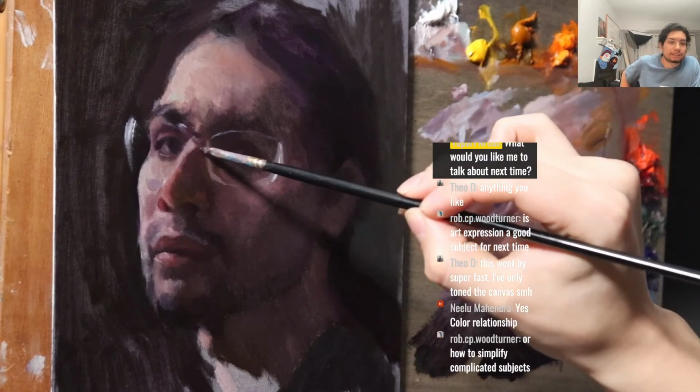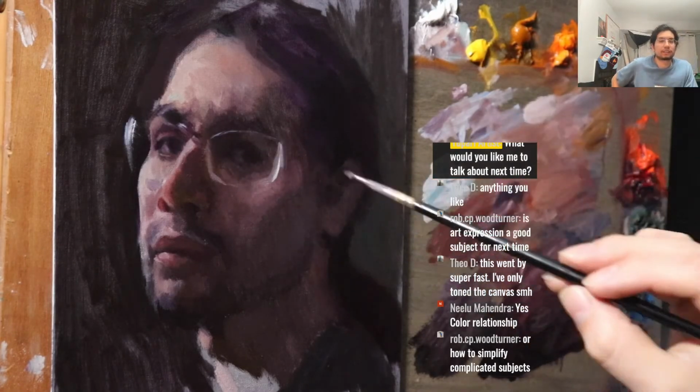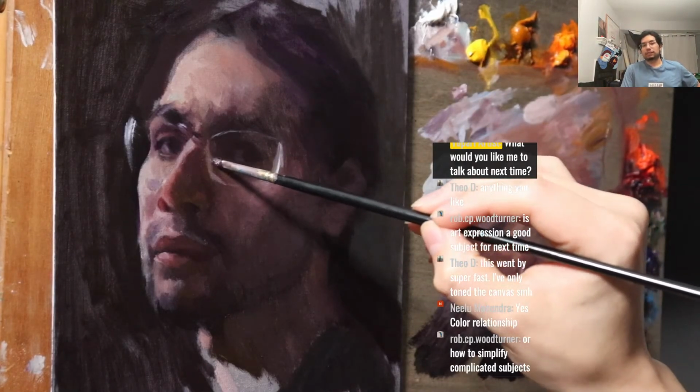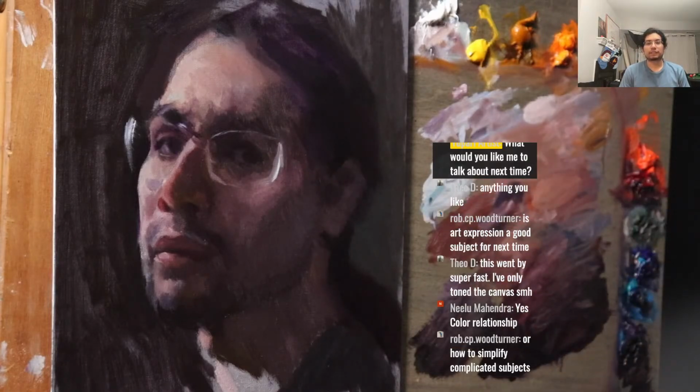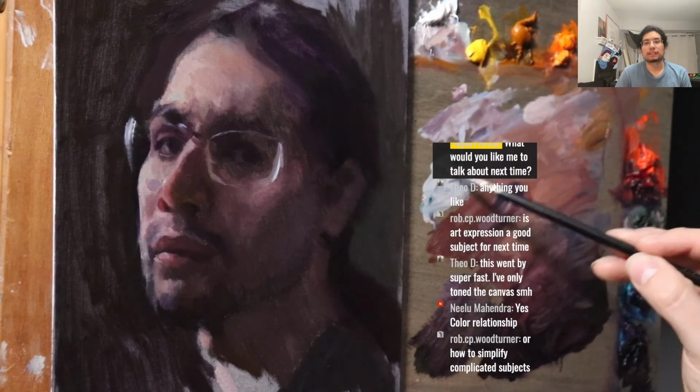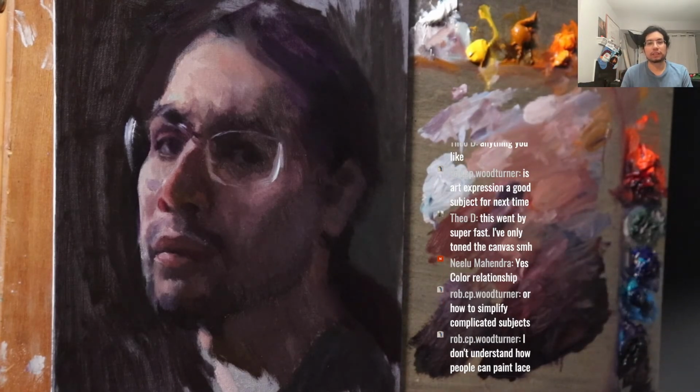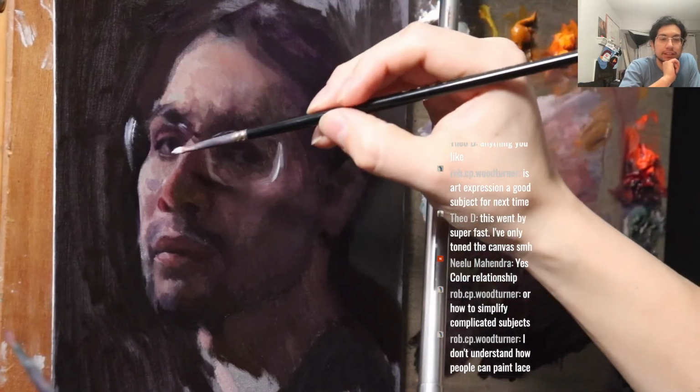COD says it went by super fast, that I've only toned the canvas. Oh, don't worry about it. I typically do paint deliberately a little bit faster on camera because I know the time it takes me to make this painting is also going to reflect on the length of the video. Of course, I can fast forward it, but I'm trying not to fast forward any of these.